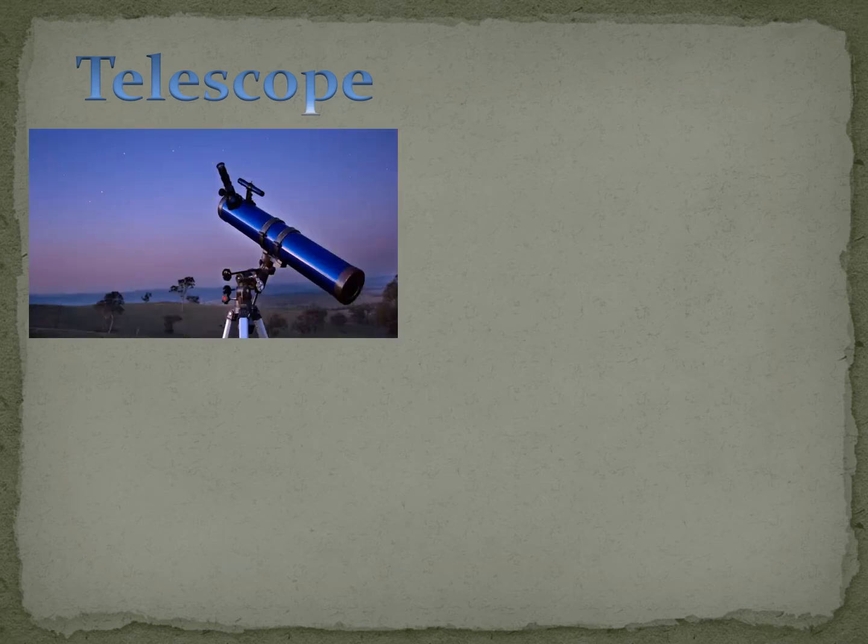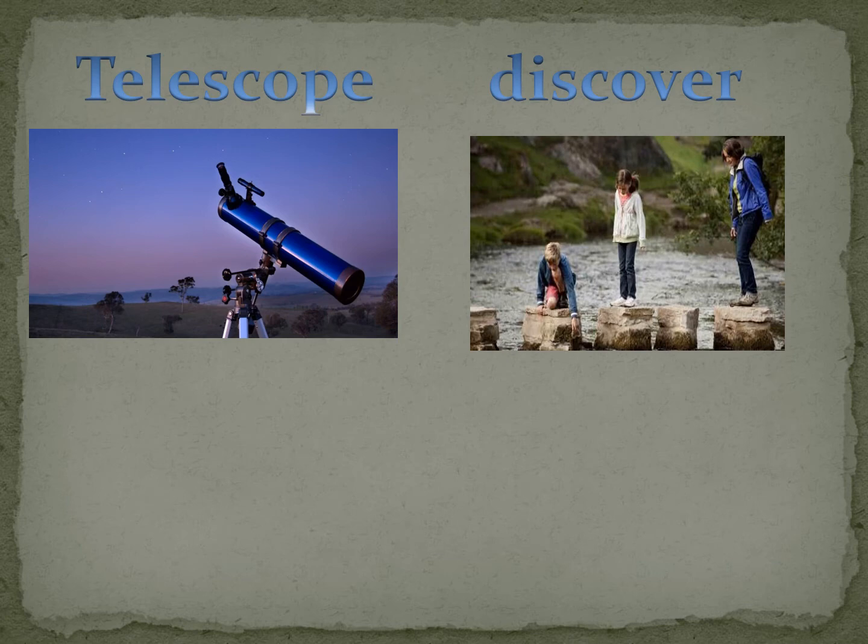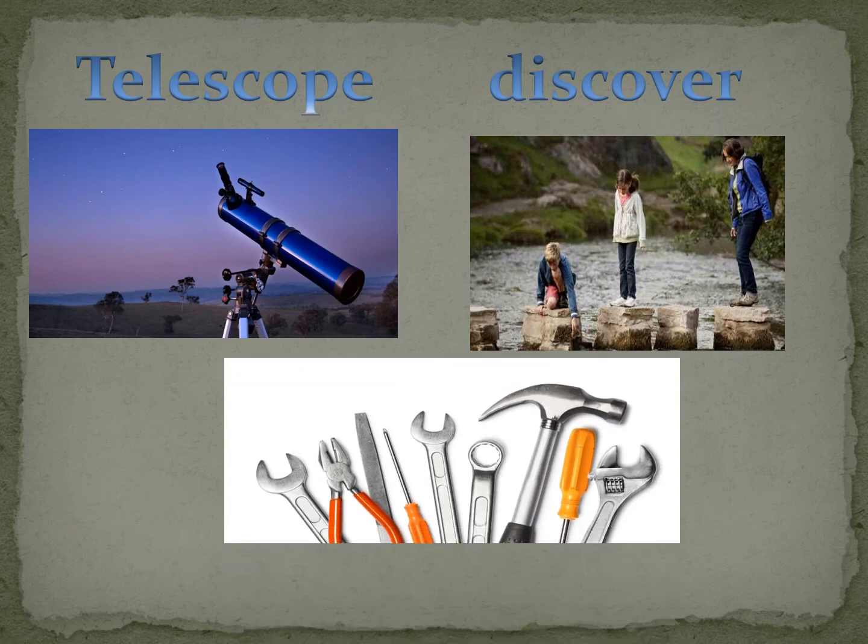Telescope. Telescope is a noun which means a piece of equipment shaped like a tube used for making distant objects look larger and closer. Discover. Discover is a verb which means to find new information about something for the first time. It has to be for the first time. Tools. Tools can be hammers, screwdrivers, as you can see.